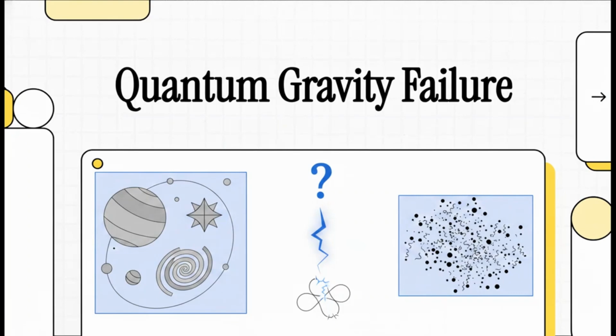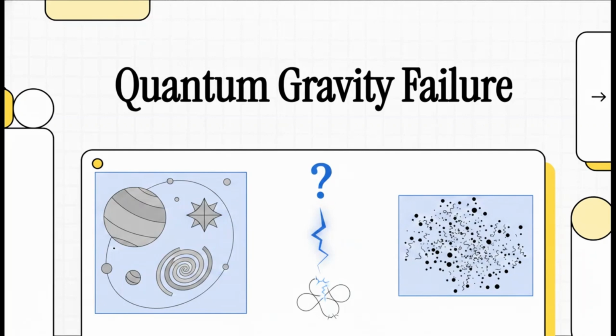See, we have these two amazing rulebooks for how the universe works. One rulebook perfectly describes the massive, heavy things, like planets, stars, and galaxies. The other rulebook, well, it perfectly describes the tiny things, like atoms and particles. But here's the catch. These two rulebooks completely refuse to work together.